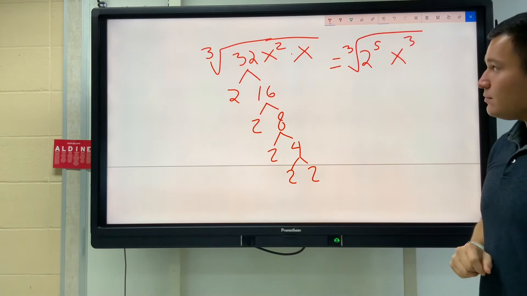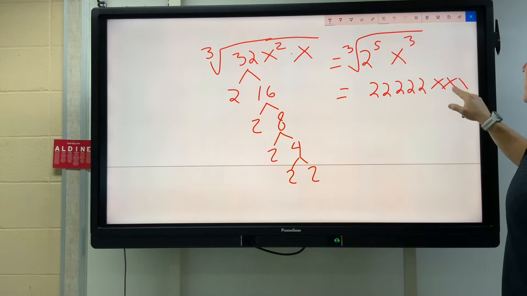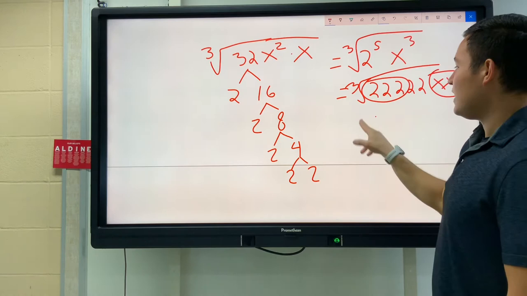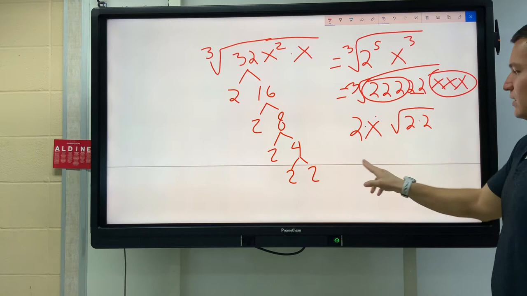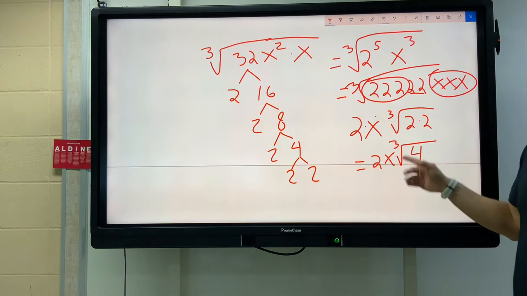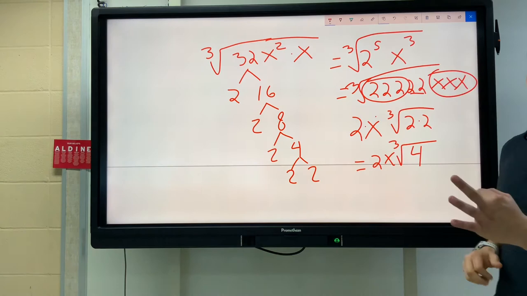The cube root means we need 3 of a kind. If we expand this number 2, we have 5 of them. If you expand the x, we have 3 of them. We need 3 of a kind to come out. I have a single set of 3 2s, so I have a single 2 that can come out, and I have 3 x's, so I have a single x that can come out. These two 2s are going to stay. So you could write 2 times 2, but really this means 2x times the cube root of 4. If it was the square root, then these would also come out, but since it's the cube root of what's inside here, this 4 has to stay because there is no way to split this 4 into 3 numbers that are clean numbers.